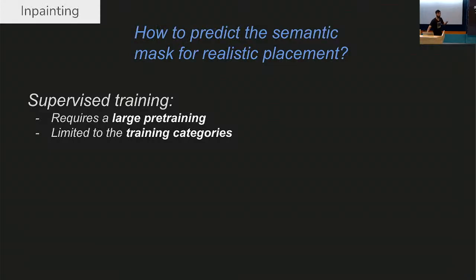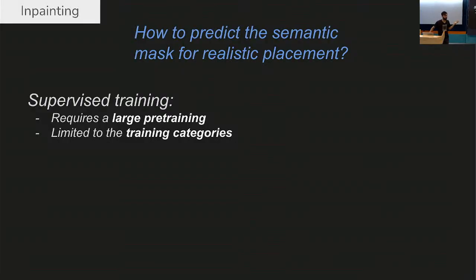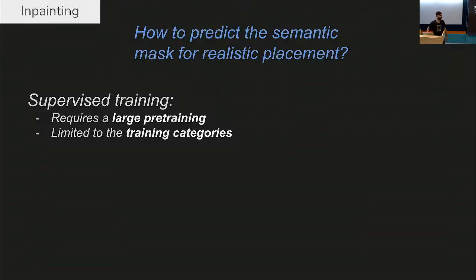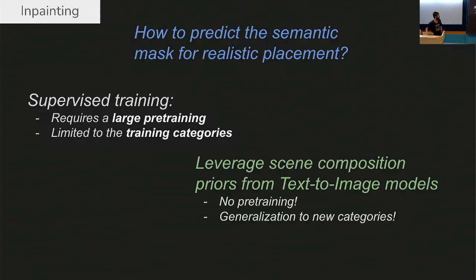Okay. And the next part is if you do supervised training, it is limited to the training categories. For example, currently we are just showing for humans, but our method extends to chair, sofa, and anything you want. Just give it in the prompt, it will work. So if you train in a supervised setting, you will not generalize to new objects. So how can you do that?